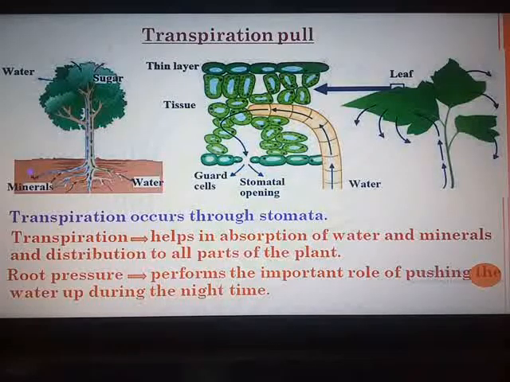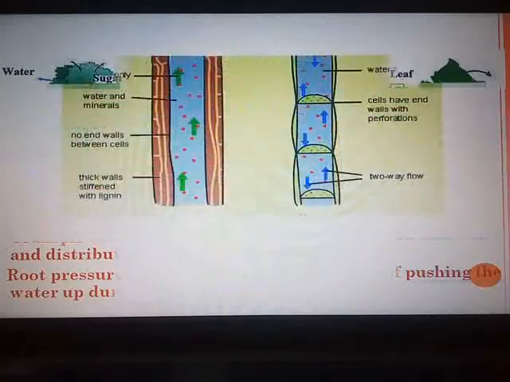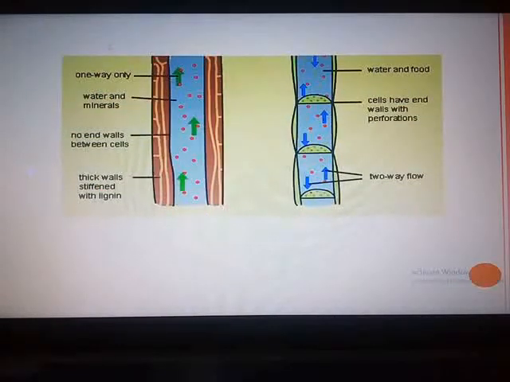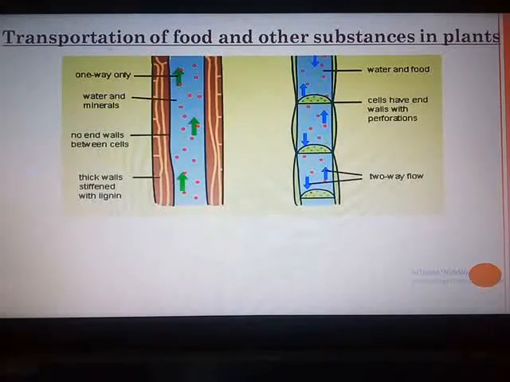Now we will see the transportation of food and other substances in plants. We have seen the transportation of water, but the food which is prepared by the leaves by the process of photosynthesis, how that food is transported, that we are going to see as the next topic. Transportation of food and other substances in plants.